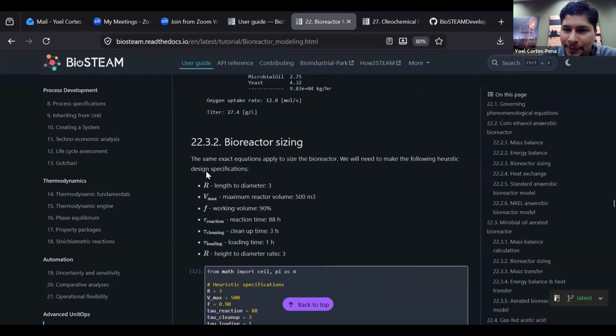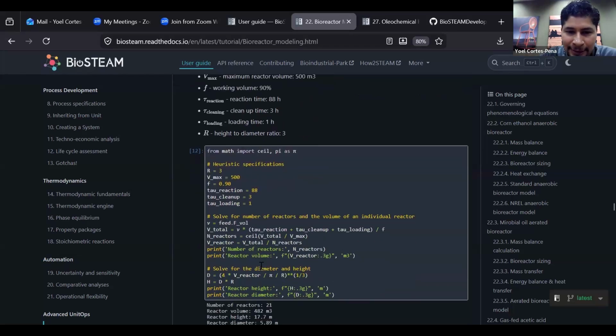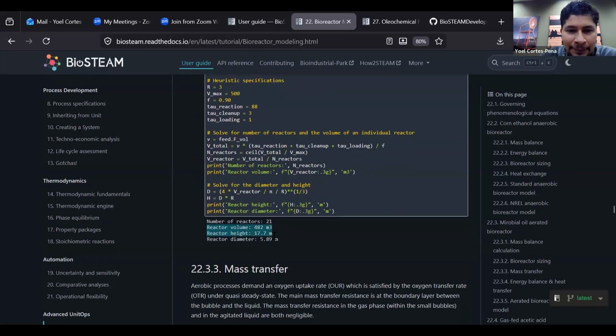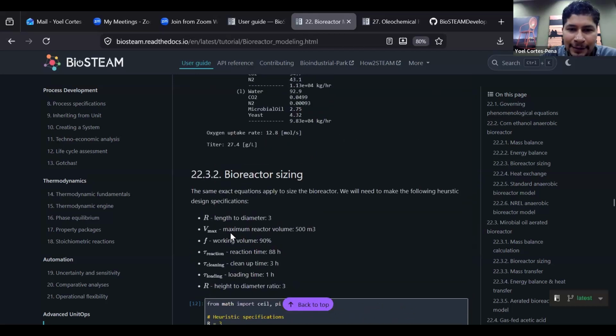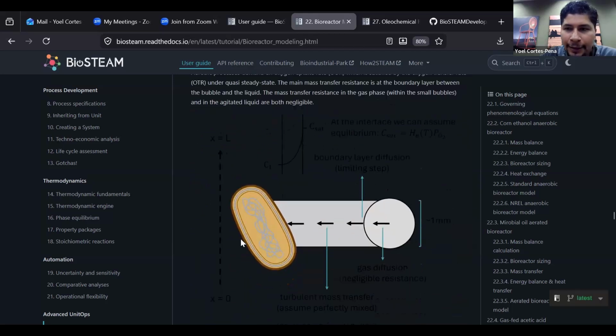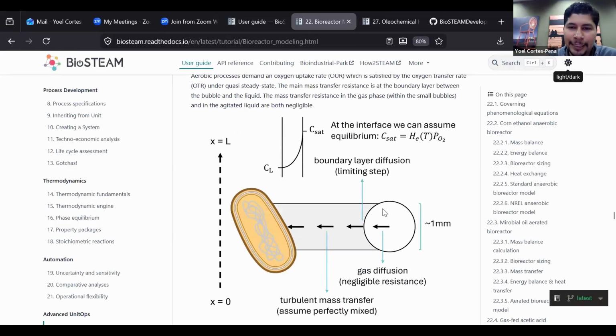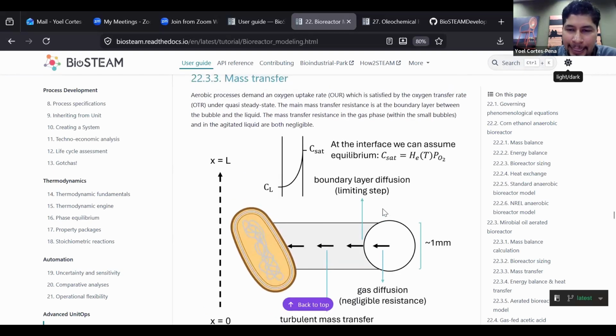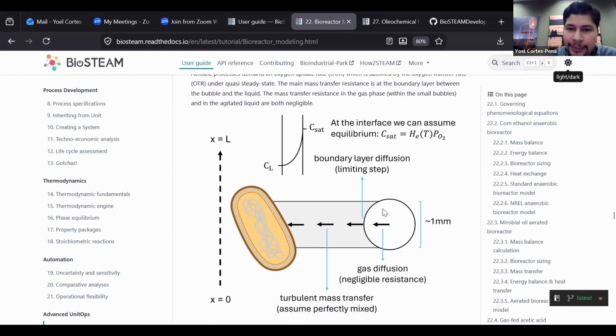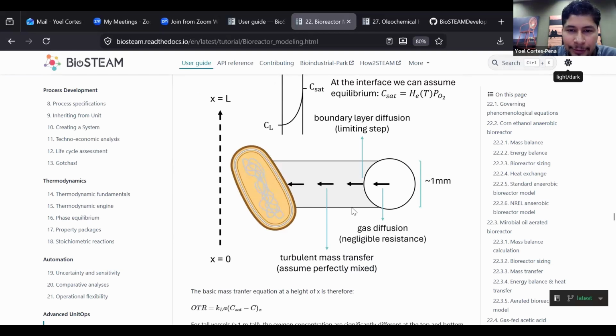Now we can perform the same calculations for bioreactor sizing, and that gives us the reactor volume, the height, and so on, given the set of specifications. Now, there's one more equation here that we're not accounting for, and that's the mass transfer. In an aerobic bioreactor that is very well mixed, the mass transfer within the liquid is actually very fast. The mass transfer within the gas bubble is also super fast since the gas bubble is so small and is within a gas, not a liquid. Mass transfer is much faster in a gas.